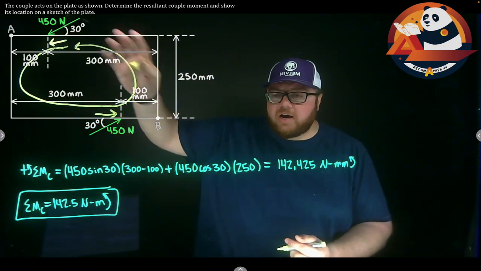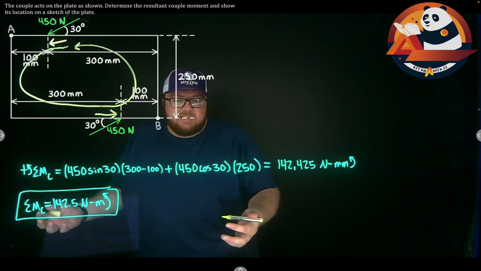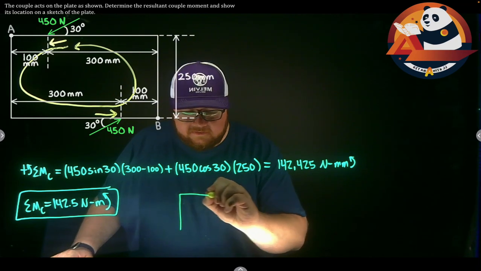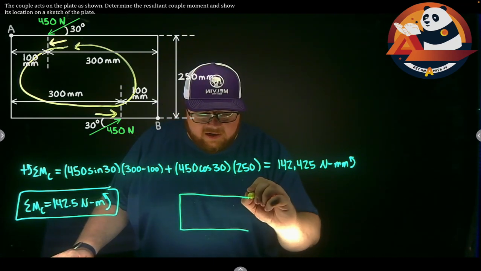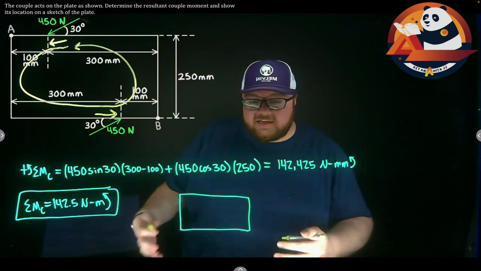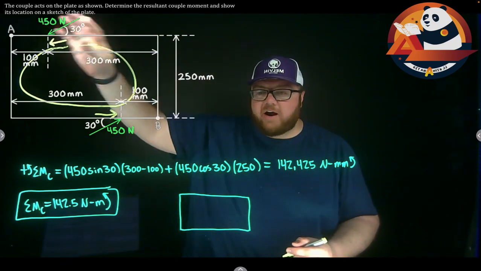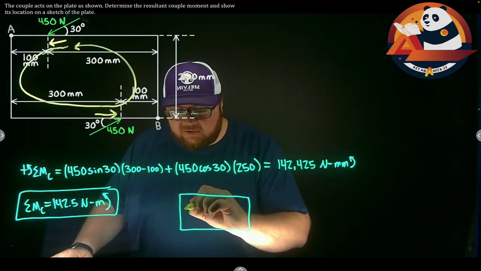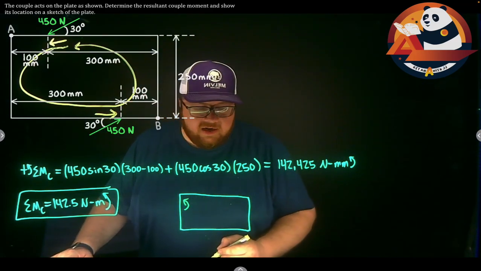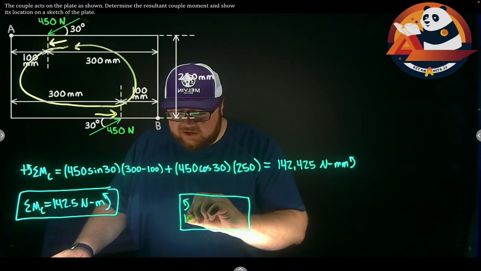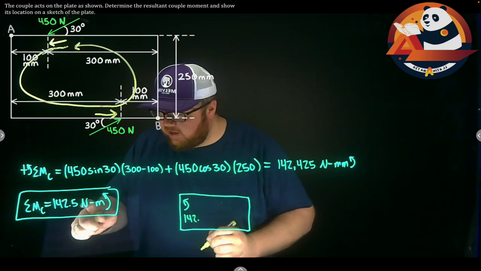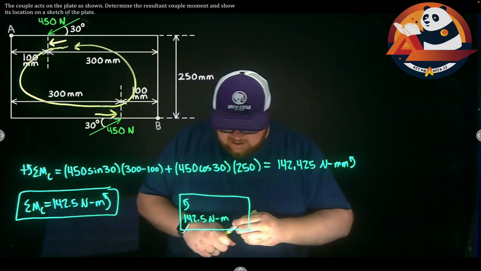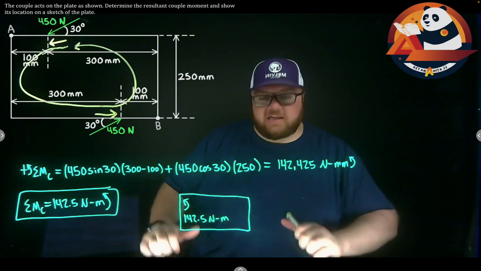We're also asked, show it on a sketch. Really, that entire intent there is to reinforce, if we sketch our object in here, our couple moment, I can show this anywhere. It's going to cause that same tendency to rotate no matter where it's shown on here. So if we're looking at an entire object, I can stick this anywhere on here and my answer would be correct. So I'll show it in the corner there. And this is 142.5 Newton meters. The location doesn't matter for us when we're looking at that whole object.